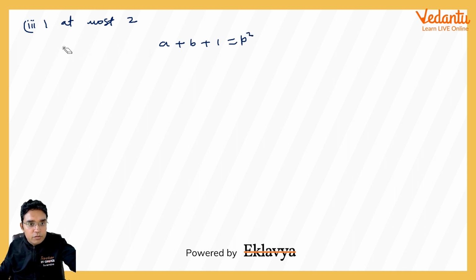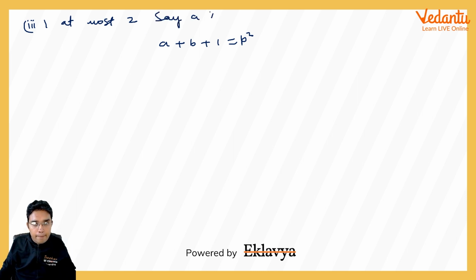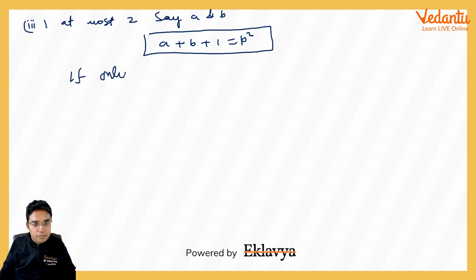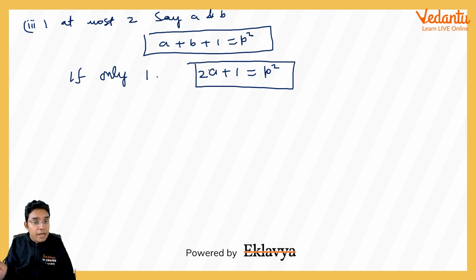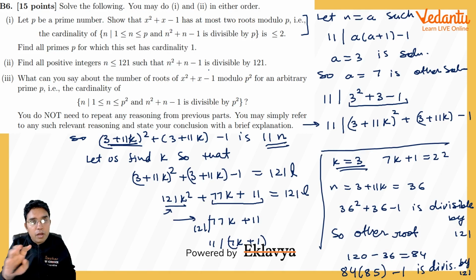Sorry, I will write it this way: if at most 2, say a and b, then once again a plus b plus 1 will be equal to p square. If only 1, then this will be 2a plus 1 equal to p square. Okay, and if any such number is possible, then it will be possible for this only. And there is no guarantee that you will have at least one root either, as I have shown you for 7. So for any prime number, it is not guaranteed that we will have at least one root for this. So this completes the solution of this question.